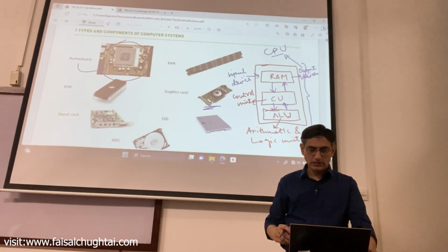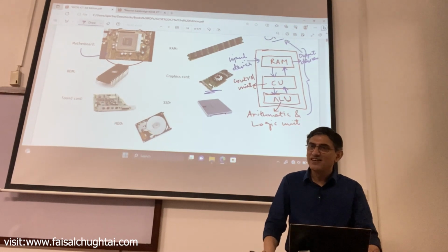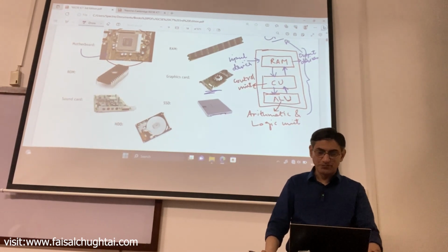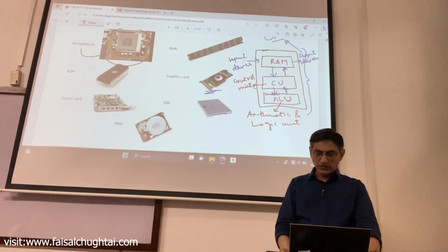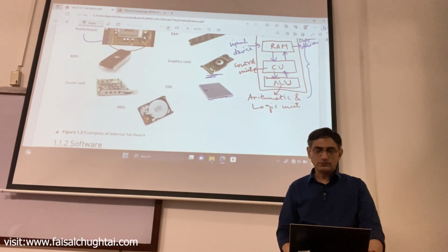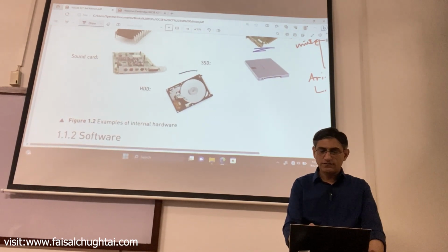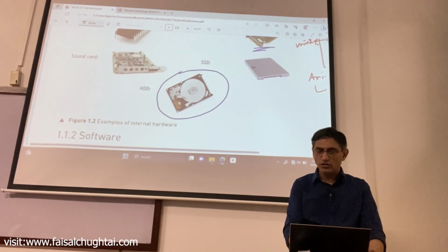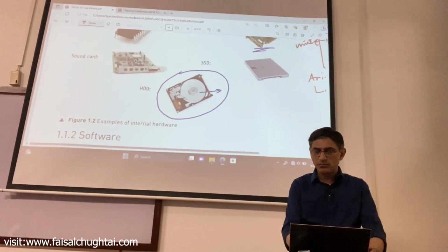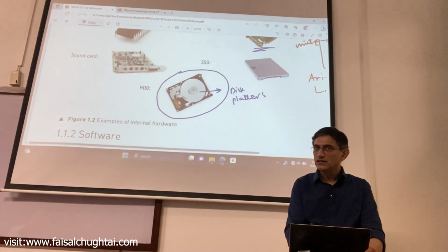Pictures, as they say. As they say, a picture says 1,000 words, so let's magnify this. A hard disk drive stores data on what are known as disk platters. You see these circular disks? This is where the data is stored.